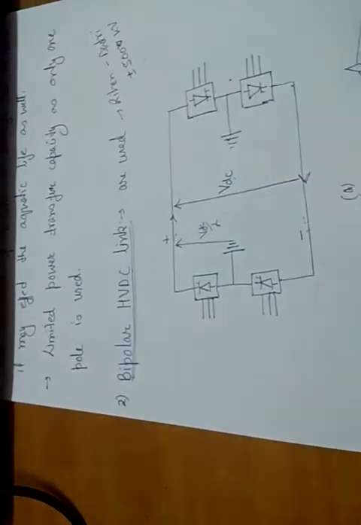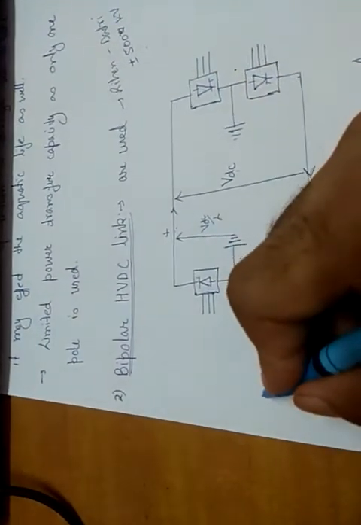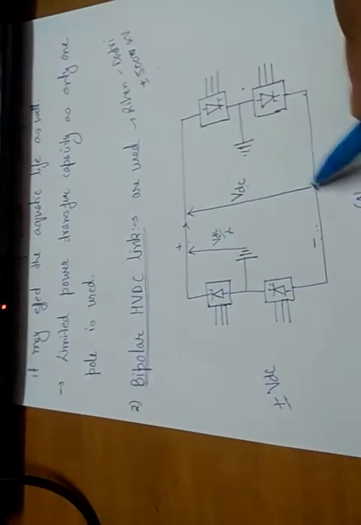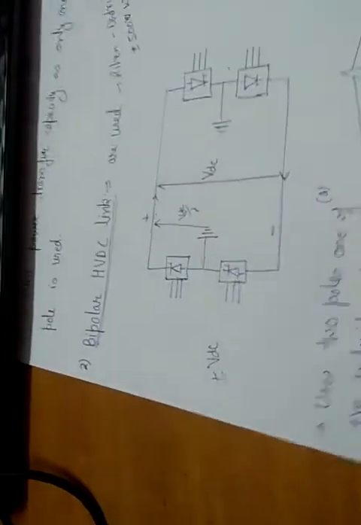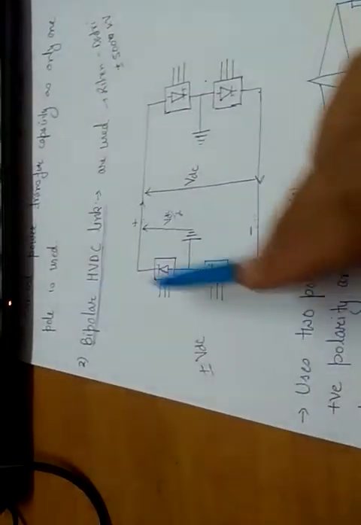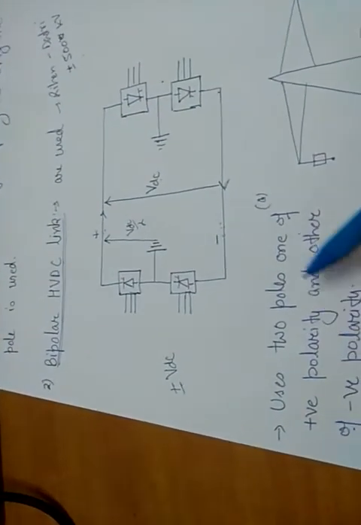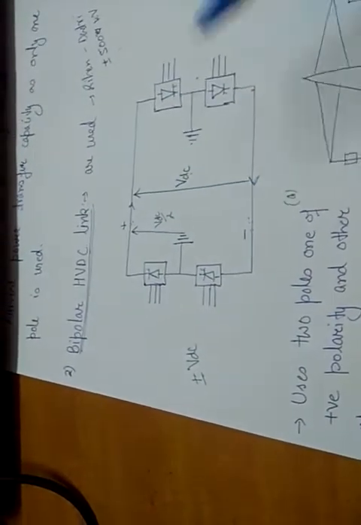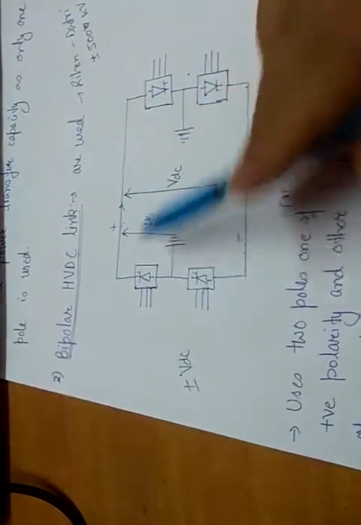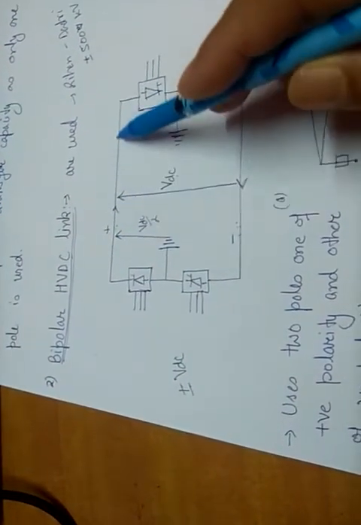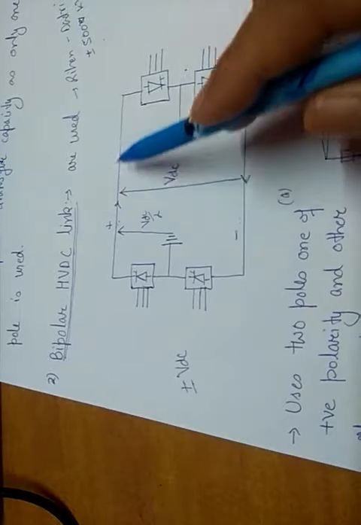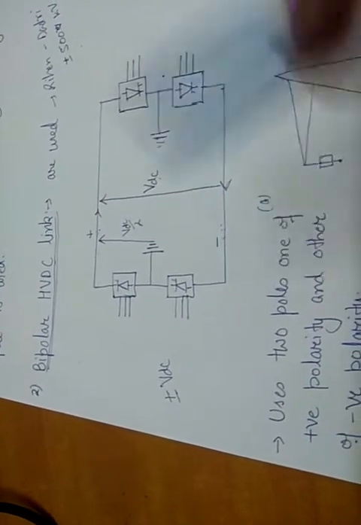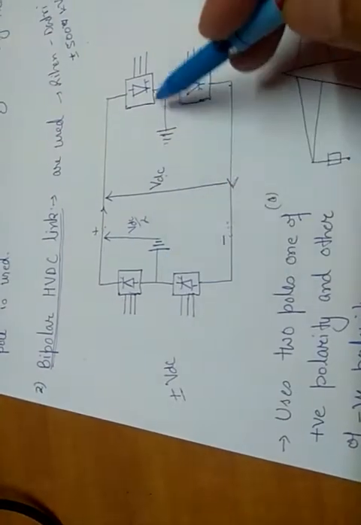That's why we represent the voltage of the bipolar HVDC link as plus minus VDC, meaning minus VDC to plus VDC. This type of bipolar HVDC link uses two poles of opposite polarity, one positive and the other negative. Under normal conditions, power flows from the positive conductor and returns through the negative conductor, and the current through the ground is 0.